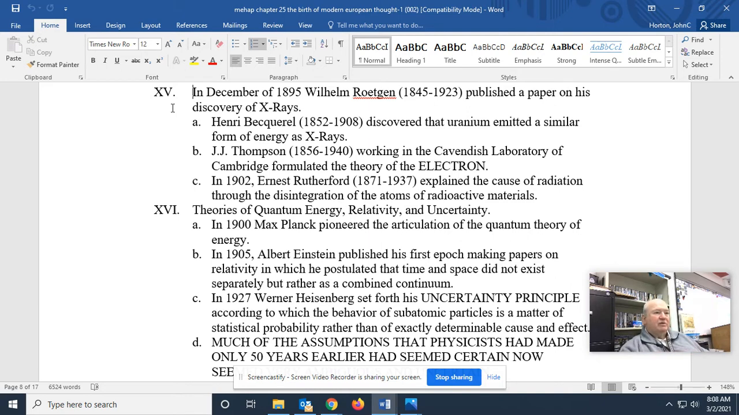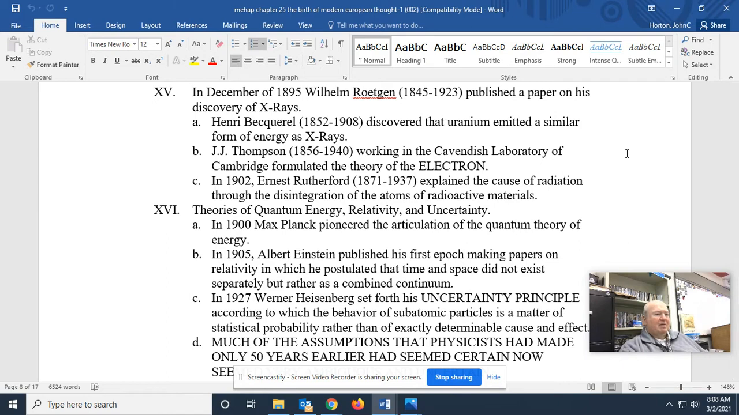So let's go through these quickly. Henri Becquerel discovered that uranium emitted a similar form of energy as did X-rays. J.J. Thomson, working in the Cavendish Laboratory of Cambridge, formulated the theory of the electron, part of the atom. 1902, Ernest Rutherford explained the cause of radiation through the disintegration of the atoms of radioactive material.